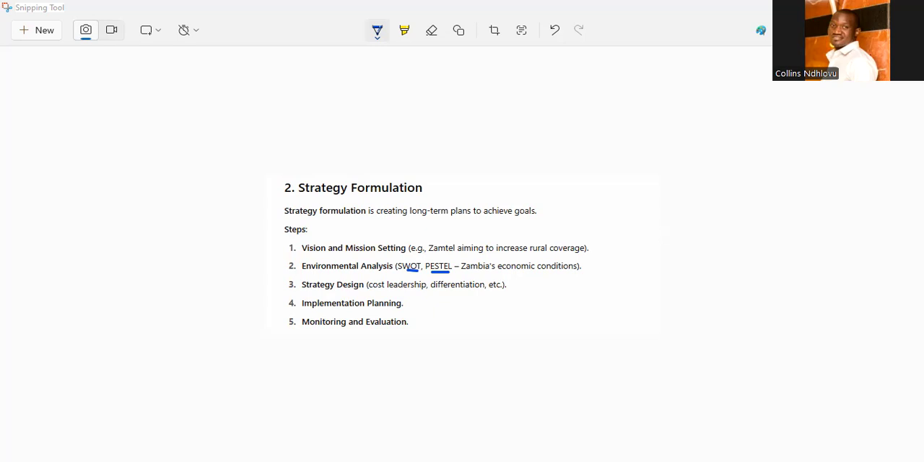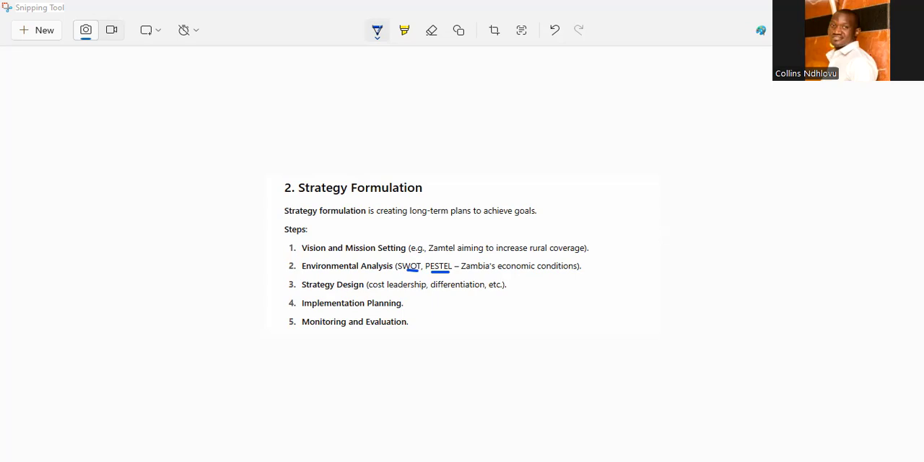In implementation, there's an activity of allocation of resources where you assign people, finances, and technology efficiently. Then you need to set timelines and assign responsibilities to different departments. You also need to communicate the plan clearly across all levels of the organization to ensure that there is buy-in. So these are the steps that are involved. And the last step is monitoring and evaluation. We know there's no strategy that is complete without mechanisms.